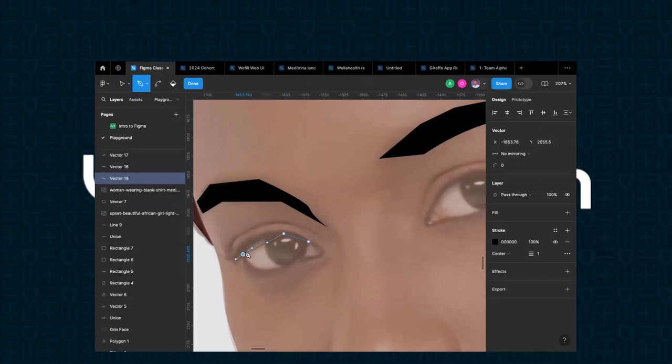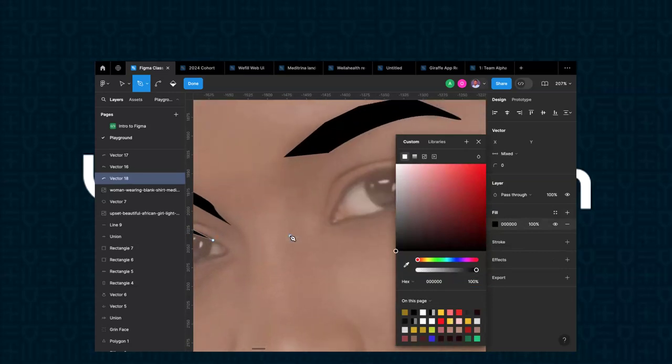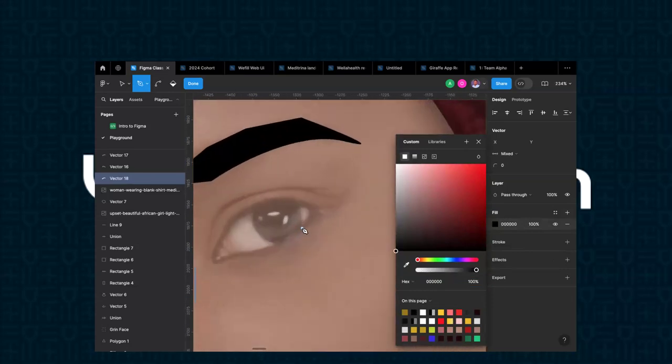So let's draw the eyelashes. Well, I think you make that decision on your own anyway. It's an artistic decision that you make, just choosing to have it. Nothing is compulsory. Fill it up. Remove the stroke. Make it black. Now I can do the same for this other eye.